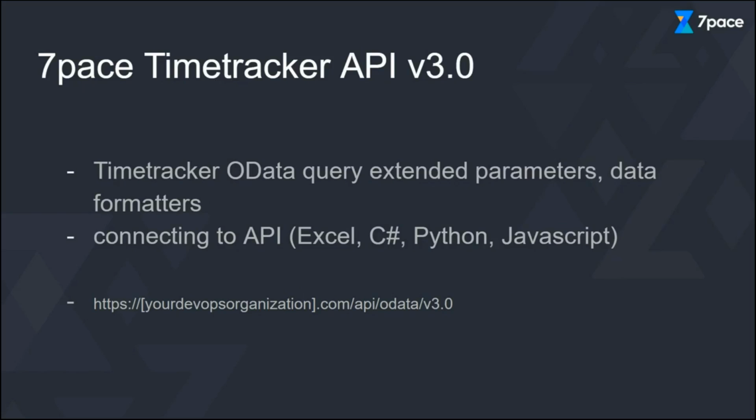The 3.0 version uses OData query extended parameters and data formatters. So you get a whole new set of options with this API version. And also, one new thing is that you can connect to other APIs. So you can connect to Excel, to C#, Python, JavaScript, Power BI, etc.